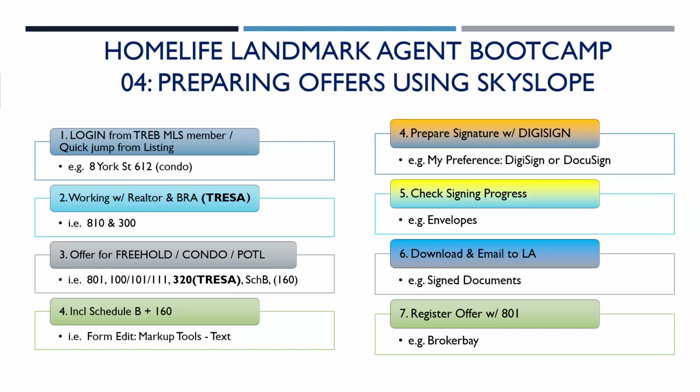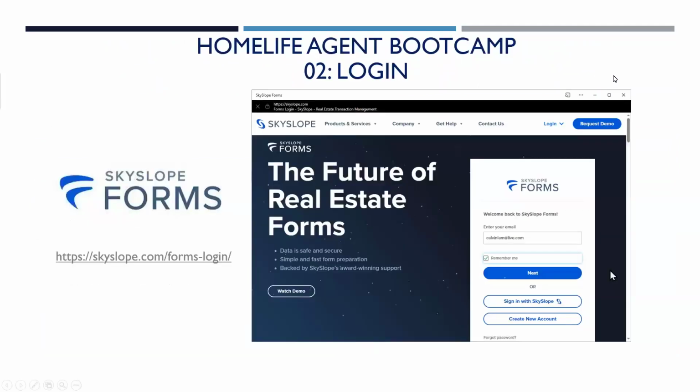Now remember that in SkySlope, in the preferences, you can choose between DigiSign or DocuSign. That's it. Then the process will be signing, then downloading, emailing to the listing agent, and then registering over, right? I'm trying to cover everything, so I give you the full overall process from beginning to end.